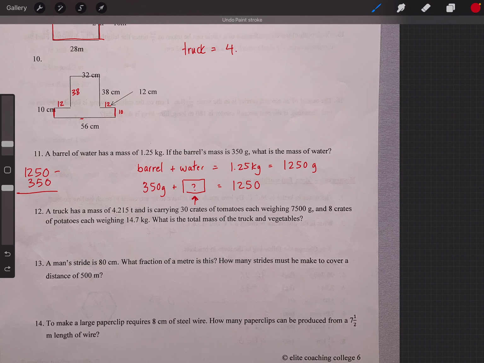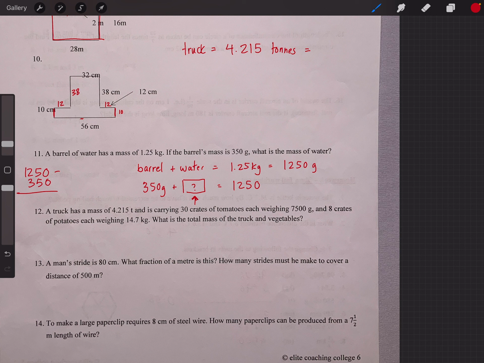Let's change it to kilograms. To go from tons to kilograms, you times it by 1,000. So you're going to get 4,215 kilograms. Now let's look at it says it's carrying 30 crates of tomatoes. So let's look at the tomatoes.